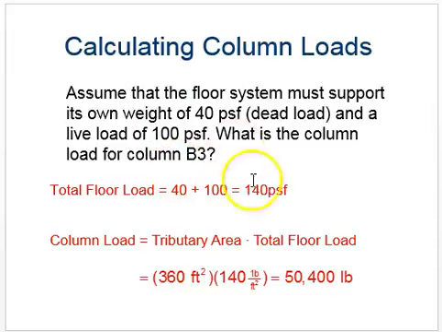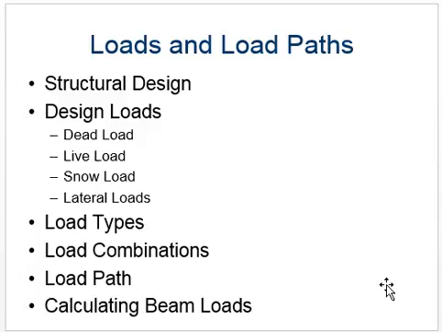And now we're going to calculate the columns. So again, add the dead and the live, 140 PSF. Column load, tributary area, 360 square foot. That's what we got on the previous slide. Times the load we have right here, to get the column load right here. Be sure to copy these down onto your notes. So this is the same list that we saw at the beginning as we were calculating that.